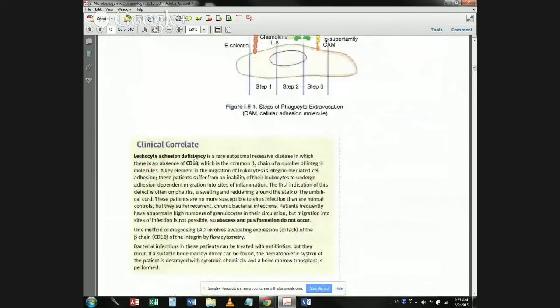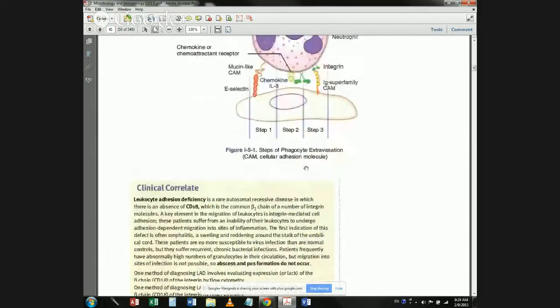Leukocyte adhesion deficiency is basically CD18 being absent on the integrin molecules. So this is a problem with the adhesion of the neutrophil or any white blood cell, monocyte, macrophage, to the IgCAM, and we're talking about the integrin. Okay, so this is at step 3 level where we're having this problem.